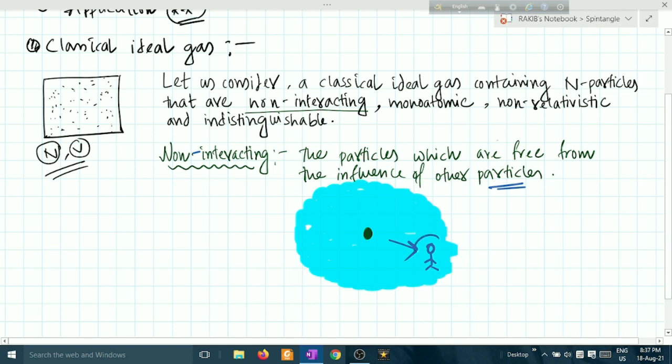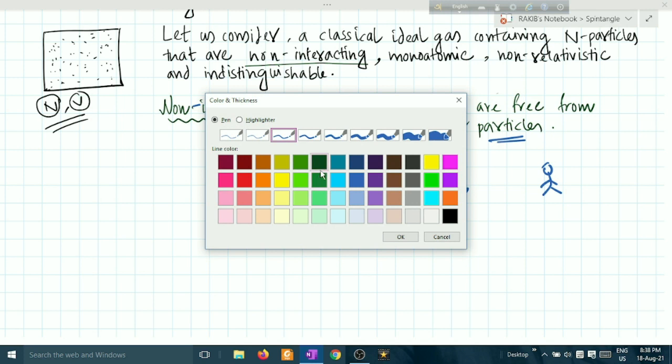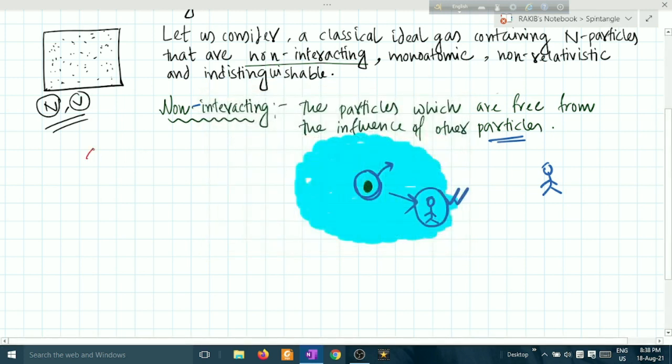Non-interacting means this particle does not feel any kind of potential caused by this particle. If this particle does not feel any potential which has been created by this particle, that means it will not feel anything. That means the interaction potential will be, I am writing this out, interaction potential will be 0. That means this thing is not interacting with this thing. This thing is not influenced by the potential created by this thing.